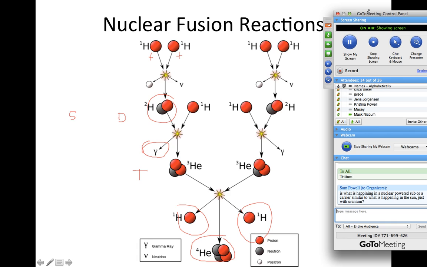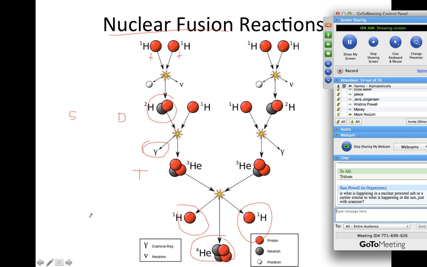Is what is happening in a nuclear power submarine or a nuclear plant similar to what is happening in the sun, just with uranium? Excellent question. This reaction is called nuclear fusion. Nuclear fusion is when you put things together, you fuse them together. So you start with light elements and end up with a heavier element.